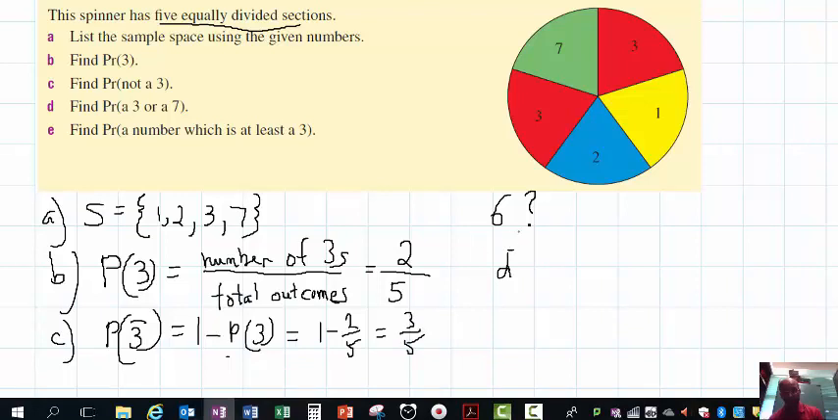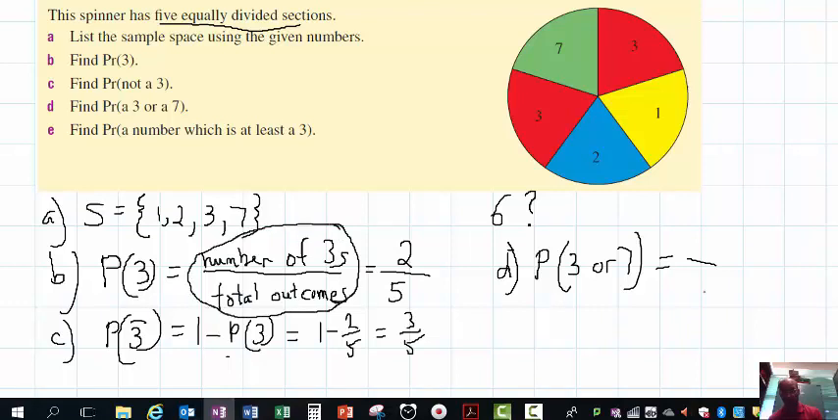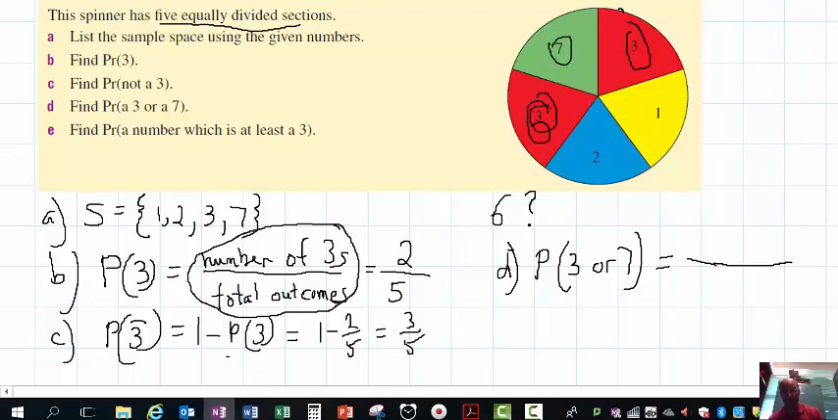Part D, probability of a 3 or a 7. Now we'll accept either of those, so we need to add them up. So we need to look at the number of 3s or 7s. So I'm using this formula here again, even though I'm not writing it down a second time. So we've got the same formula. Now how many 3s or 7s are there? There's 1, there's 2, and there's 3. They're all equally likely. So there's 3 of those out of a total of 5. So that's 3/5.